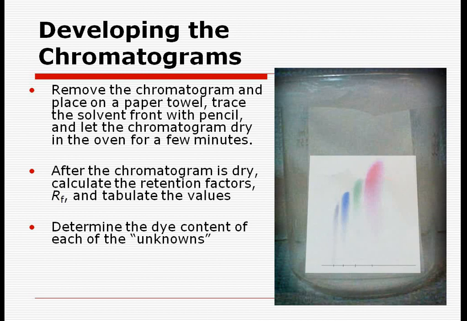Remove the chromatogram and place it on a paper towel. Trace the solvent front with a pencil and let the chromatogram dry in the oven for a few minutes. After the chromatogram is dry, calculate the retention factor or retardation factor, RF, and tabulate the values. Determine the dye content of each unknown.